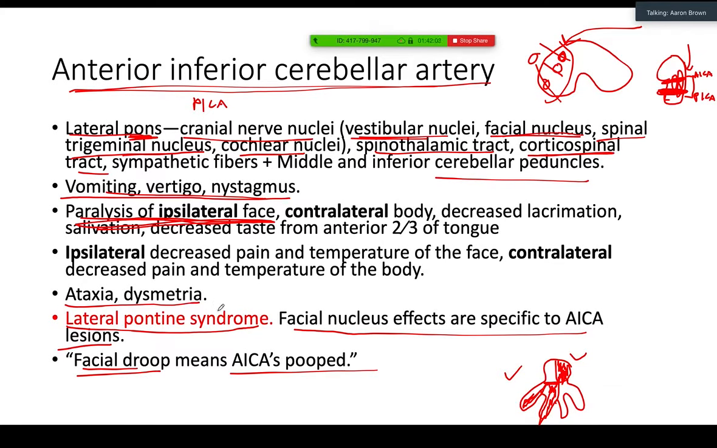Trying to memorize all these things is really a fool's errand. I want you to memorize what is special about these. Okay, for me, what's special about it is we have these sensory 1 side face, 1 side body with facial paralysis. Okay, I memorize those 2 things. I memorize that it's involved in the pons. I memorize that it's AICA, and that's it. That's all you need to know.